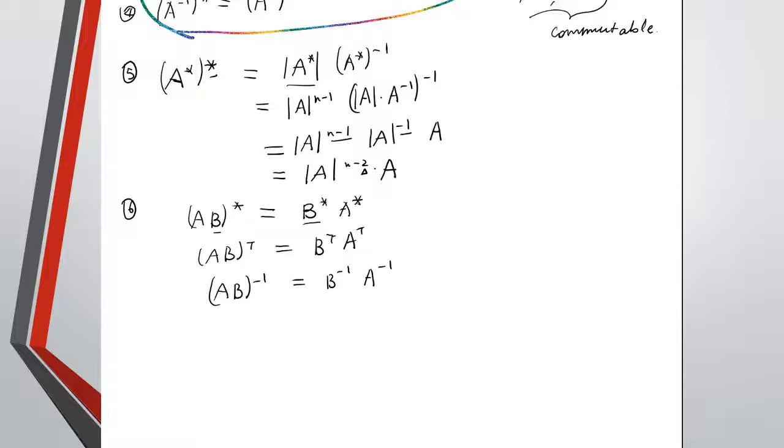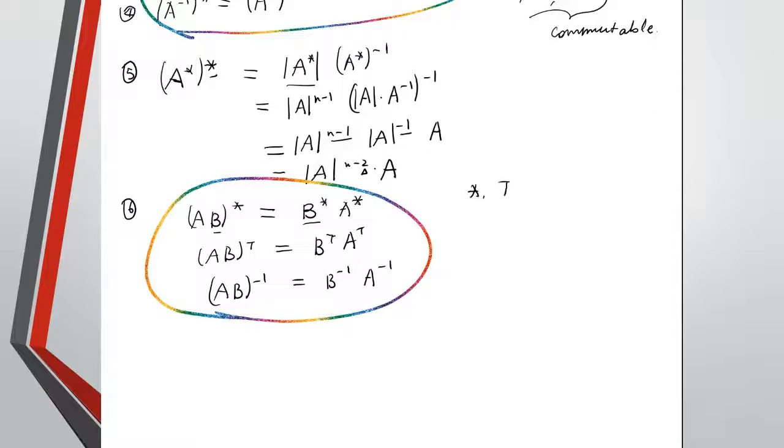So you can see that for the major operations, star, transpose, and inverse, they all obey the put on and take off rule. Okay, so that's it.